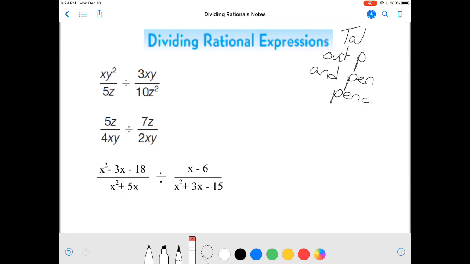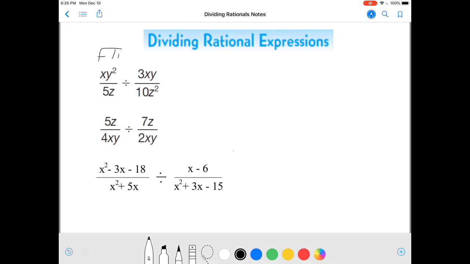Okay, hopefully you guys are all ready to get started with these notes. So let's take a look at what it means to divide the rational expressions. Dividing rational expressions is just like dividing fractions. What we have to do is flip the second rational expression so that the numerator becomes the denominator and the denominator becomes the numerator. Then multiply, just as we've been doing.